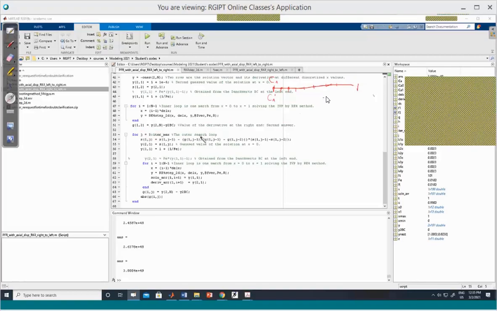So the outer loop is for the guessed value of CA or CA prime at the left end, and then the inner loop is marching from left to right. The outer loop updates those guesses. There are two loops, one for ending here and this one for ending here. So the inner loop, given the left hand value, calculates the right hand value, okay. And the outer loop, given the current guess, gives me the next better guess, okay. That is my outer loop.